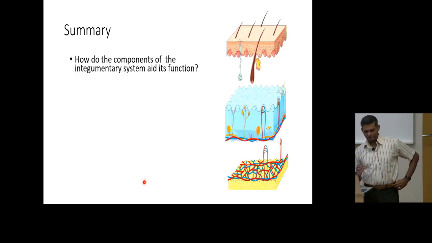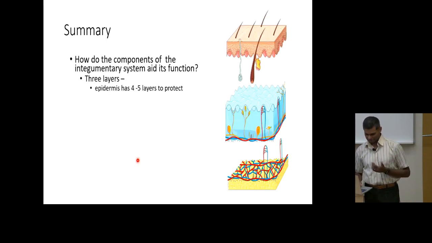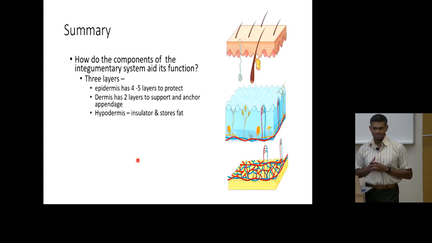So I'm going to quickly summarize what we've discussed. So my goal was to talk about the components of the integumentary system, and we talked about the 3 layers of the integumentary system. We talked about how the epidermis has got 4 to 5 layers. It has a protective function. We talked about the dermis, which has 2 layers, and it has 2 types of connective tissue in those layers. The hypodermis has mainly an insulatory function, and also it stores fat.